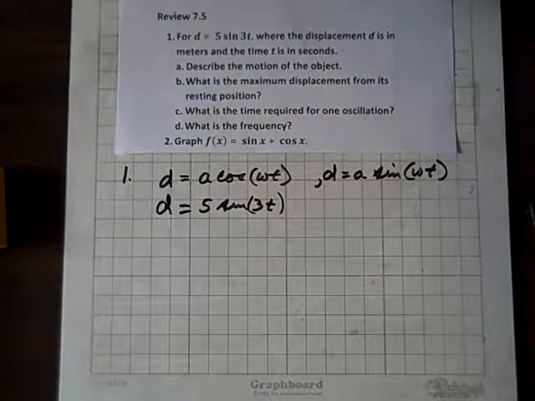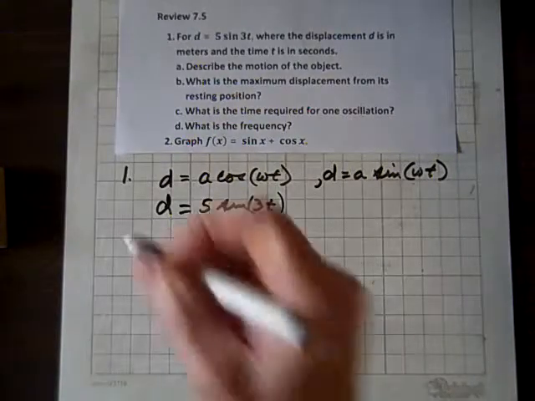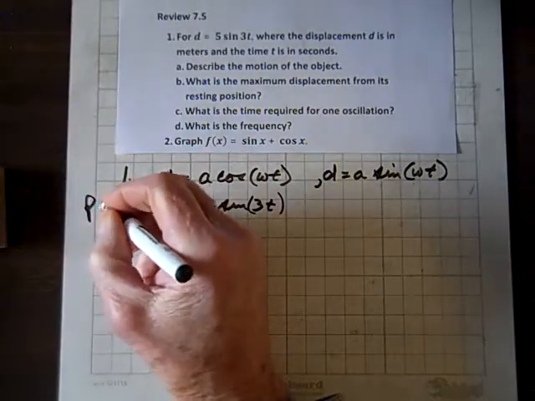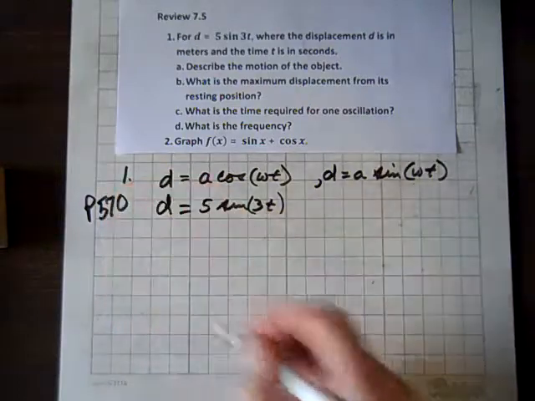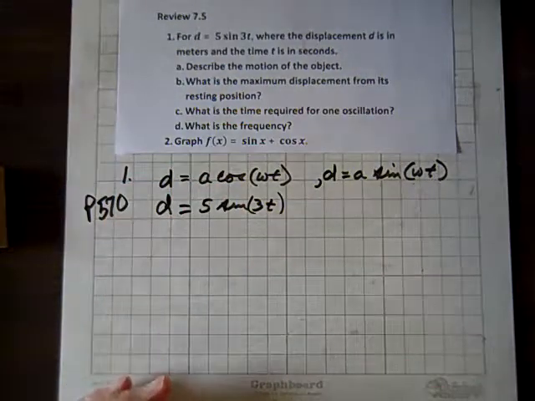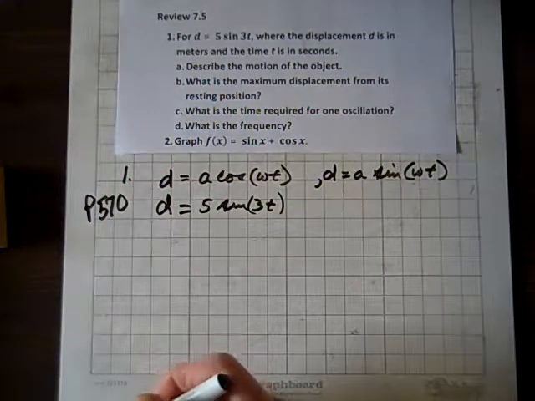Well, here we go with the review for section 7.5, and this information can be found on page 570. Okay, and it has to do with simple harmonic motion.